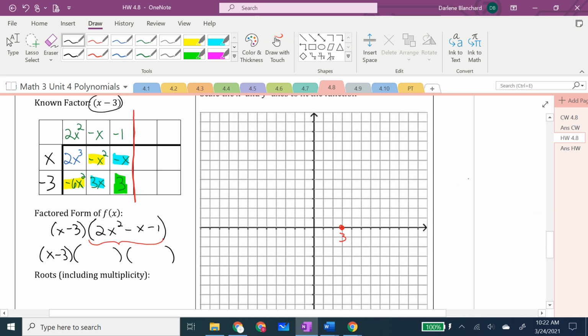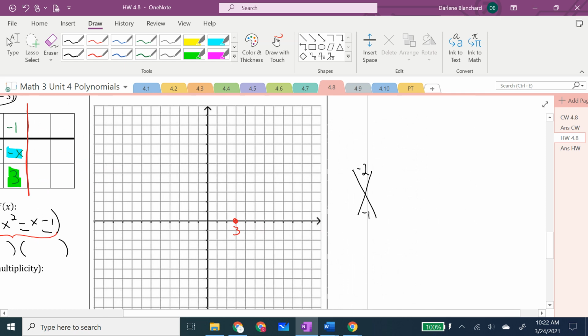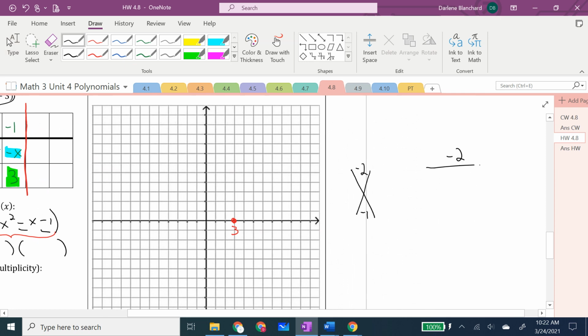So I'm going to start with the diamond. And the diamond is a times c, 2 times negative 1. And then the b is negative 1. Two numbers that multiply to make negative 2. And let's see, negative 2 and positive 1 multiply to make negative 2. They also add to make negative 1, so that's my winning pair of numbers.